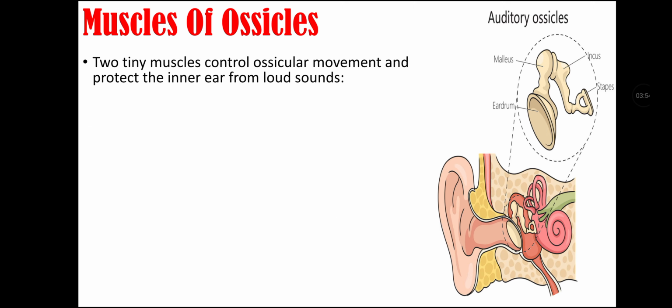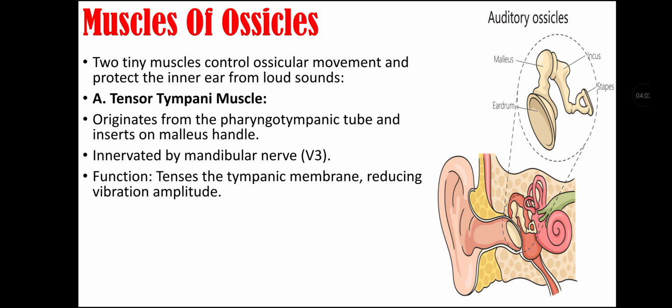Muscles of ossicles. The tiny muscles control ossicular movements and protect the inner ear from loud sounds. They include the tensor tympani muscle and the stapedius muscle. Tensor tympani muscle originates from the pharyngotympanic tube and inserts on the malleus handle. It is innervated by the mandibular nerve that is a branch of the trigeminal nerve. Its function is to tense the tympanic membrane, thus reducing vibration amplitude.